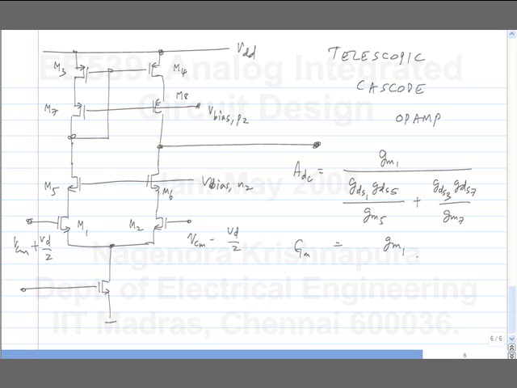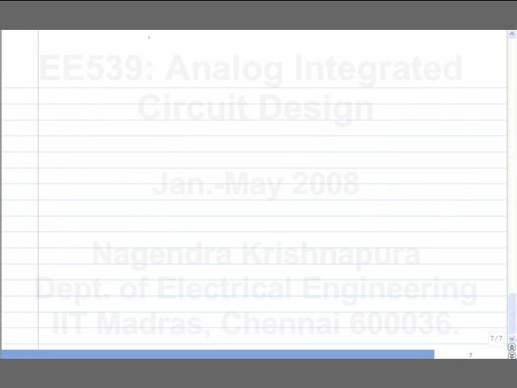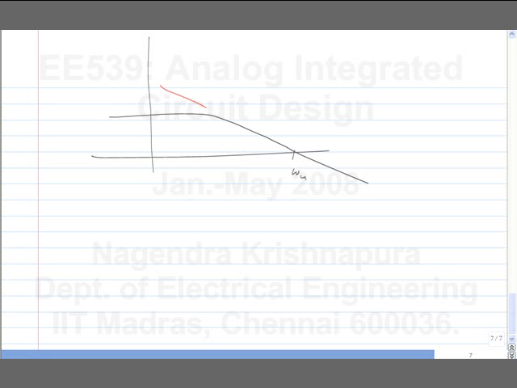So, if you plot the magnitude response of the op-amp by itself, originally perhaps it was like this, and now it will change to something. It will continue along this line further and give you a much higher DC gain.